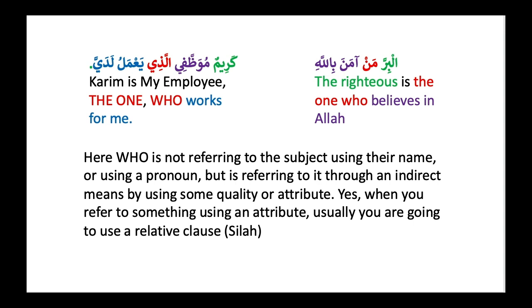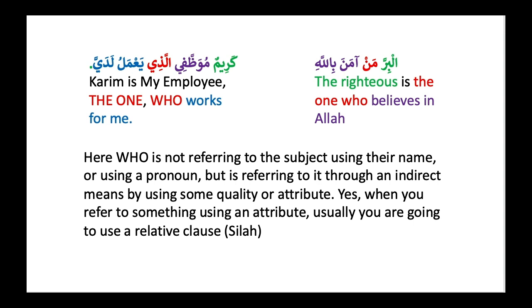Kareem is my employee, the one who works for me. Another example: Al-birra man amala billahi. The righteous is the one who believes in Allah. In both these examples, who is not referring to the subject using their name or using a pronoun, but is referring to it through an indirect means by using some quality or attribute. Yes, when you refer to something using an attribute, usually you are going to use a relative clause or sila.